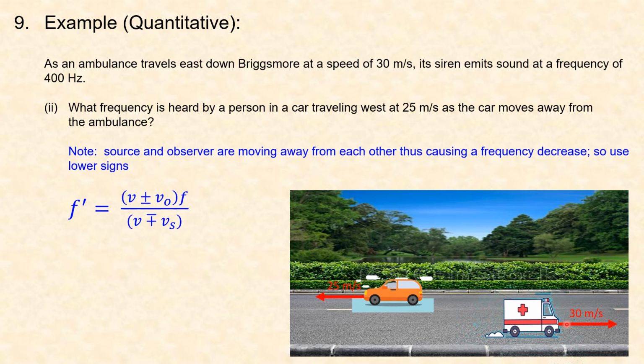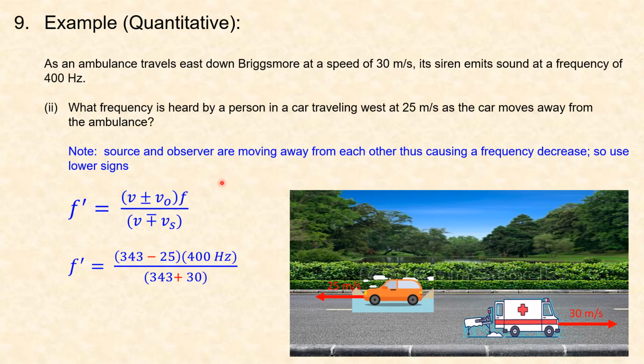That too should cause a frequency to go down. To make the frequency go down, I need to choose the plus sign in the denominator to make the denominator bigger. Once I've identified the two signs, the rest is very straightforward. I plug in the speed of sound, the speed of the observer, the speed of the source, and the original frequency, do the number crunching, and try not to make a mistake.